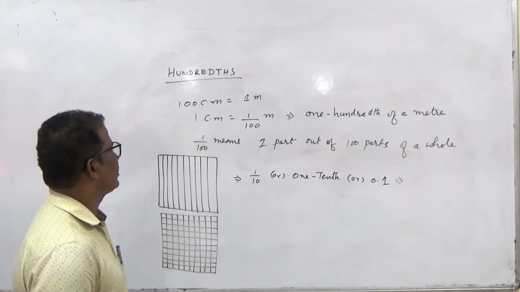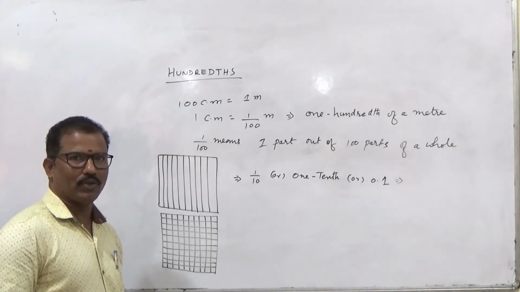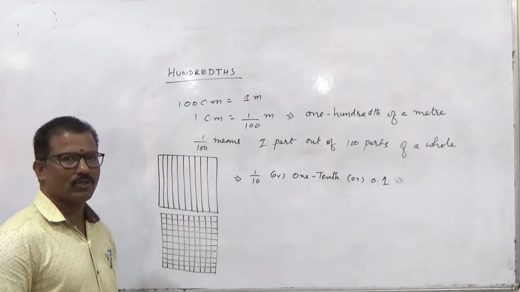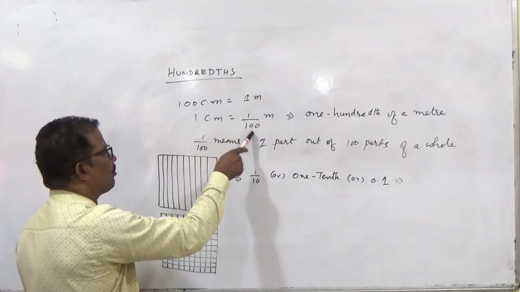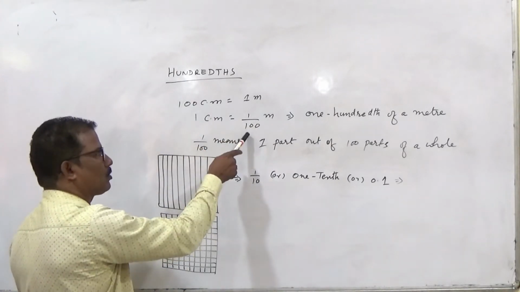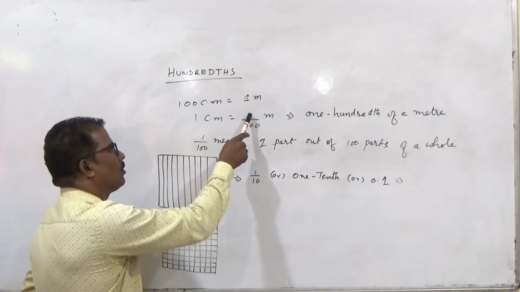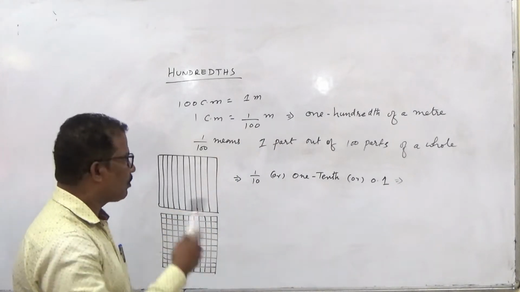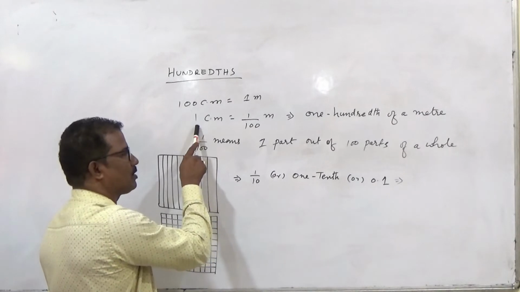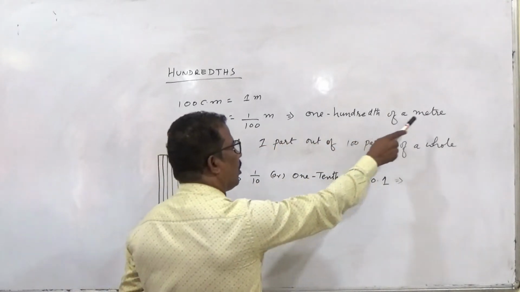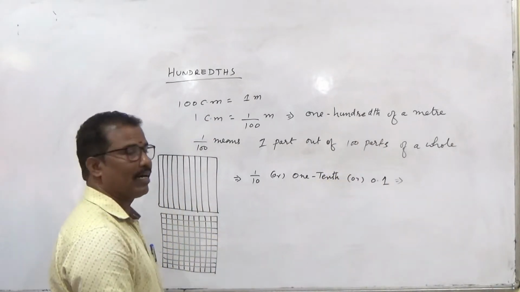Now you can see 100 centimeters is equal to 1 meter, we know that. Then 1 centimeter is equal to 1 by 100. If this 100 goes to the denominator, 1 centimeter is equal to 1 by 100 meter, or we can say 1/100th of a meter. This 1 centimeter is what? 1/100th of a meter. Hundredths, not hundred, hundredths.